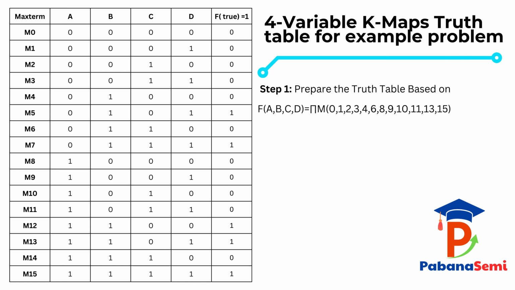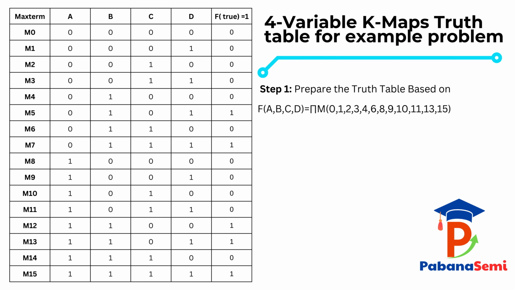Now, for the truth table construction, on the left side we enumerate all 16 conceivable combinations of the 4 input variables, A, B, C, and D, ranging from M0 to M15. For each row, if the index appears in the max term list, F is set to 0. If the index is not listed, F is set to 1.